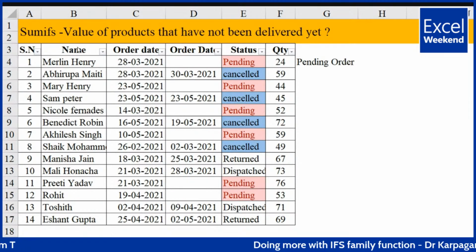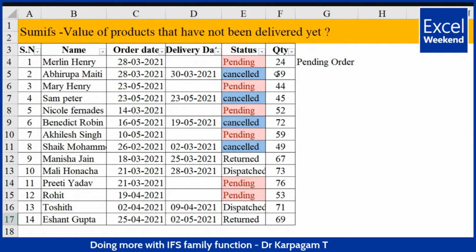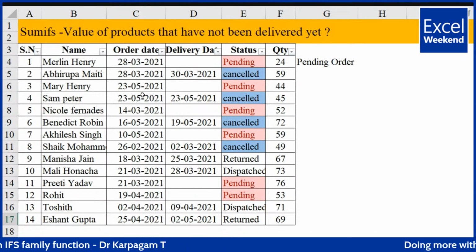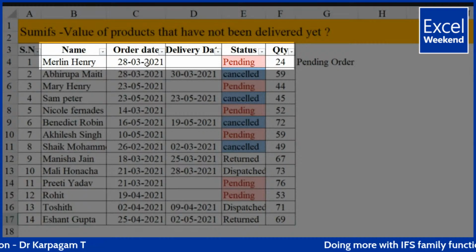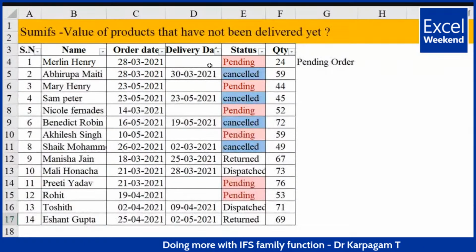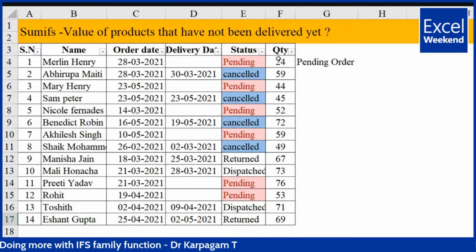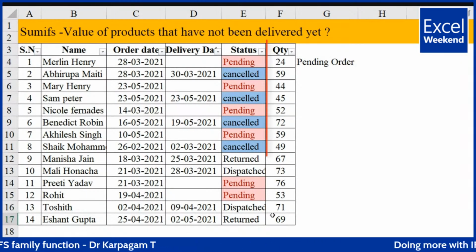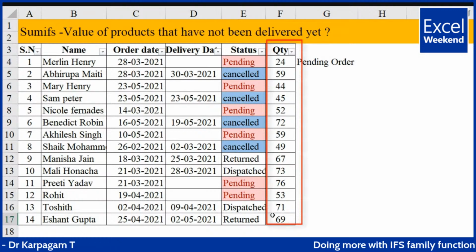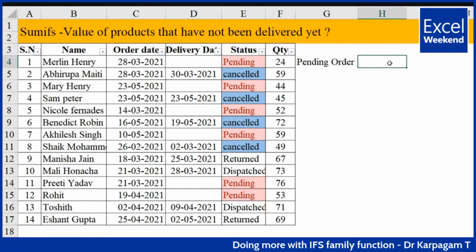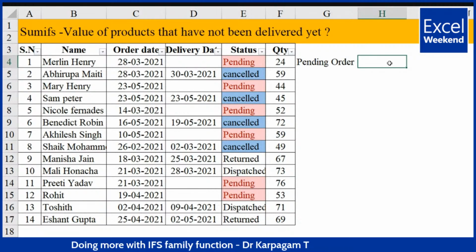We have the name, the order date, the delivery date, status, and the quantity. Now what we have to do is extract the data wherein the order is placed but it is still pending or still to be delivered. We want only those details, and if Excel is successful in doing that, only then go and look at the quantity and give a total out of it. In order to do this, the problem is complex here, but the solution is going to be very simple.